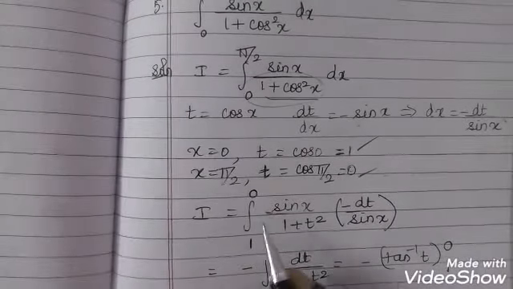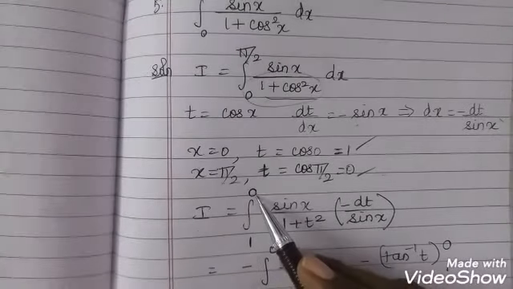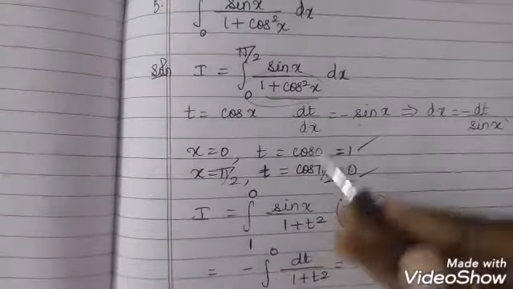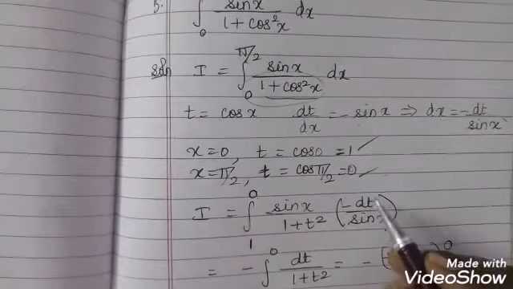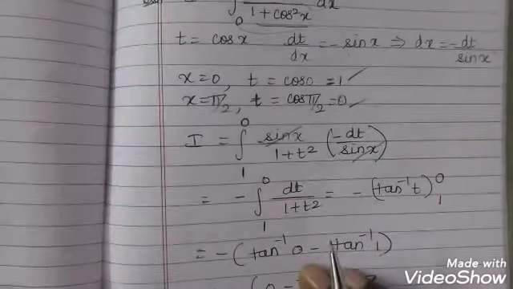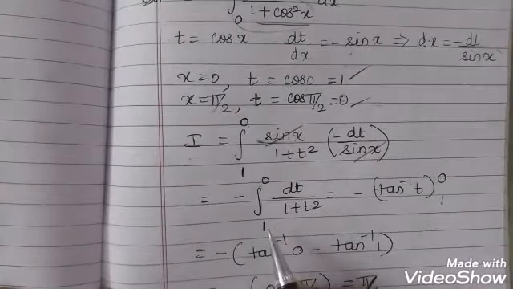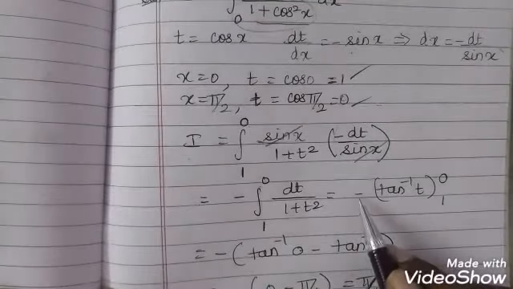So what is your I equal to here? Integral over, the lower limit is nothing but 1. What's the upper limit you have here? It is 0. It is sin x divided by 1 plus t squared into minus dt divided by sin x. So your sin x and sin x get cancelled. It's minus integral over 1 to 0 dt divided by 1 plus t squared.